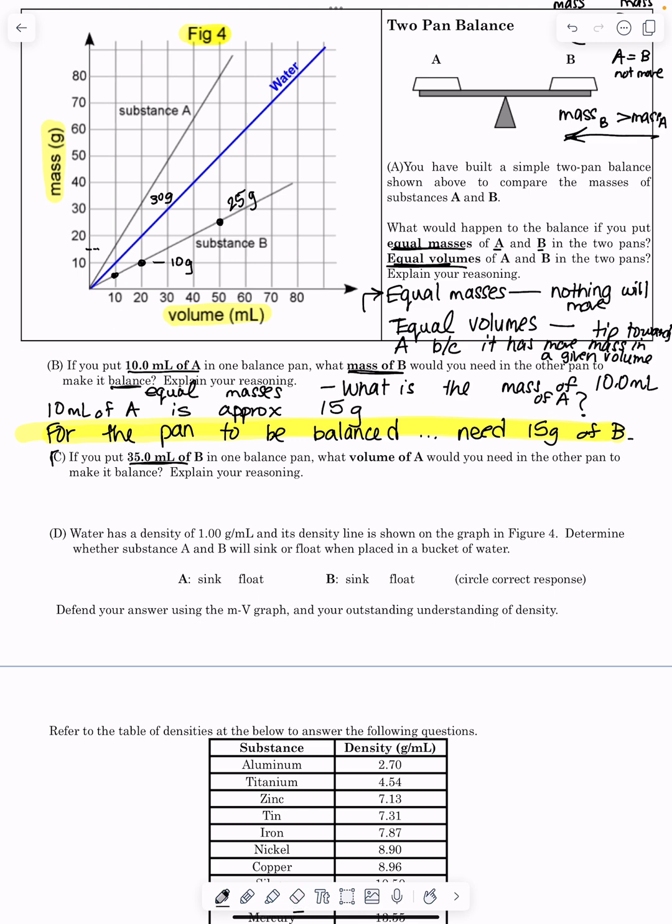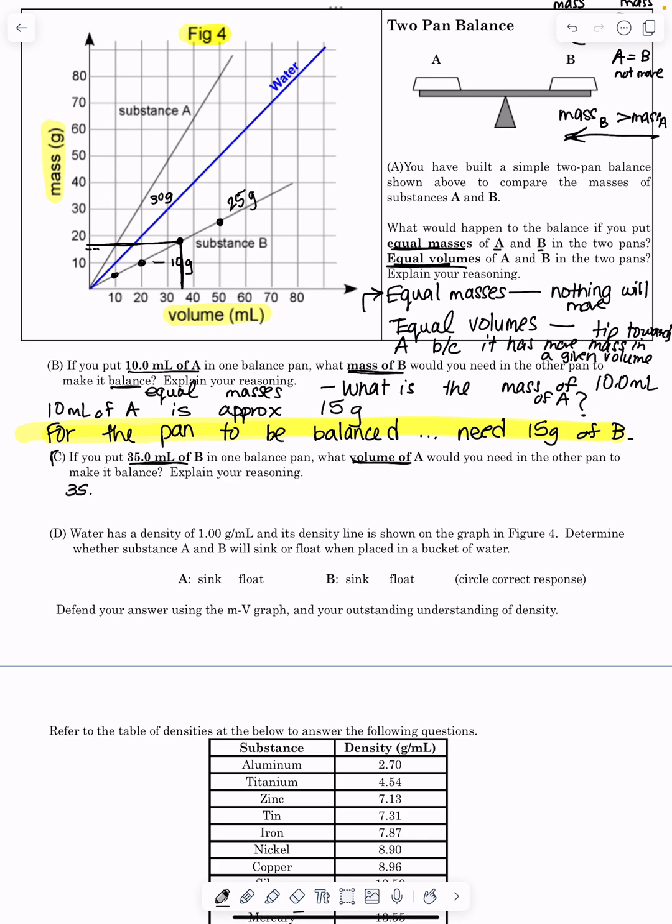So let's see, if you had 35 milliliters of B, where's B? B is right here. 35 would be right here. Its mass would be like right here. If you had 35 milliliters of B, what volume of A would you need? Now this is tough. This is going from one substance to another.